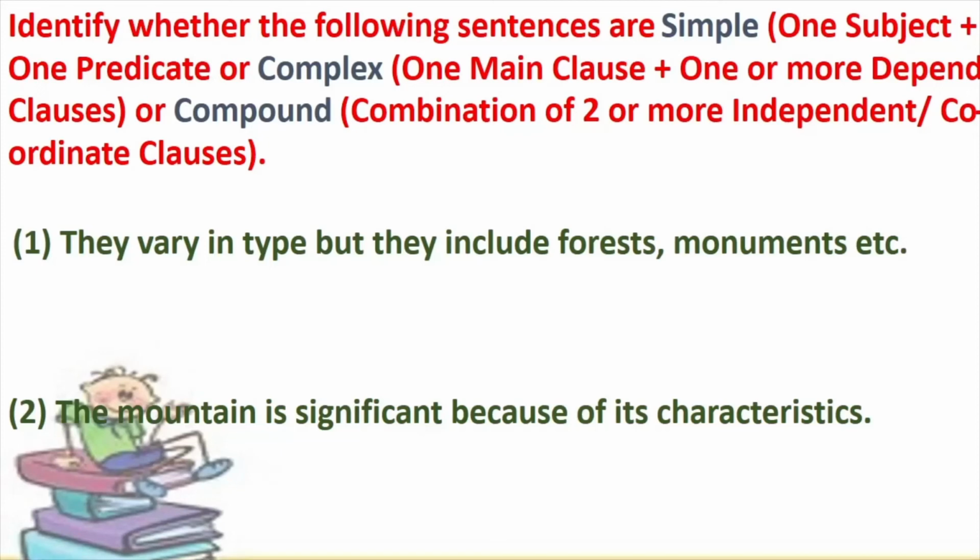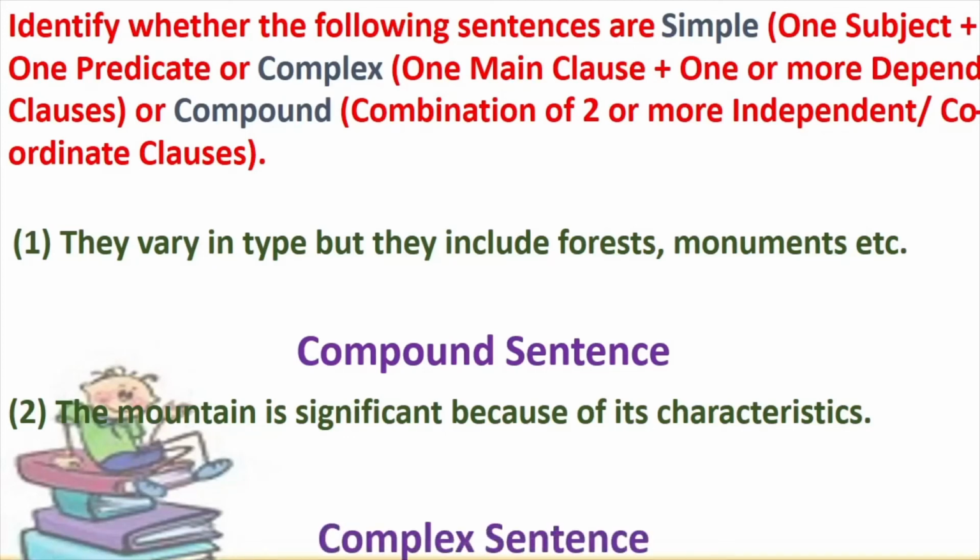They vary in type, but they include forests, monuments, etc. This is a compound sentence. They vary in type, first independent clause. But is the conjunction. They include forests, mountains, etc. is the second independent clause. The mountain is significant because of its characteristics. Complex sentence. The mountain is significant is the independent clause. Because of its characteristics is the dependent clause.